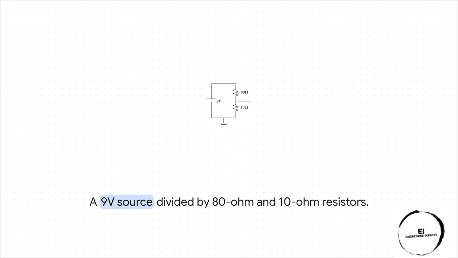Say we had a 9-volt source going through an 80 ohm resistor and a 10 ohm resistor. According to the source material's rule of thumb, the output voltage always stays closest to the voltage at the other end of the lower valued resistor. Since 10 ohms is way lower than 80 ohms, the output is going to be pulled very close to the ground voltage at the bottom. And in this specific case, it pulls it all the way down to just 1 volt.